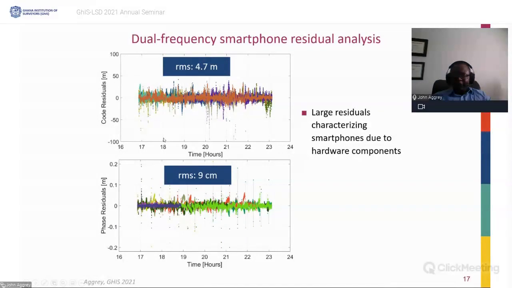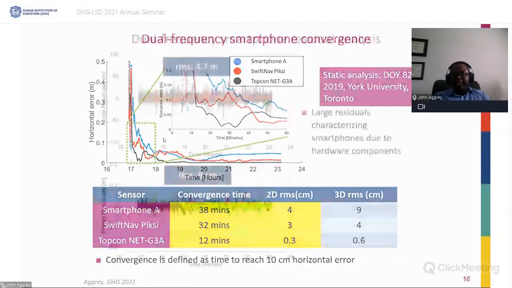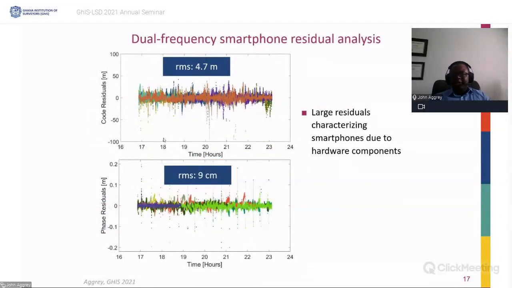So the first result that I showed is referring to the positional accuracy. But you do not only use the positional accuracy, you need to look at the residuals as well to see how well your measurement really does. In this case, I looked at the smartphone residuals, in other words, the code residuals and then the phase residuals. I know most of this may not mean a lot to many people, but what this shows is that the residuals are really high on a smartphone. You can see that it's about 4.7 meters.